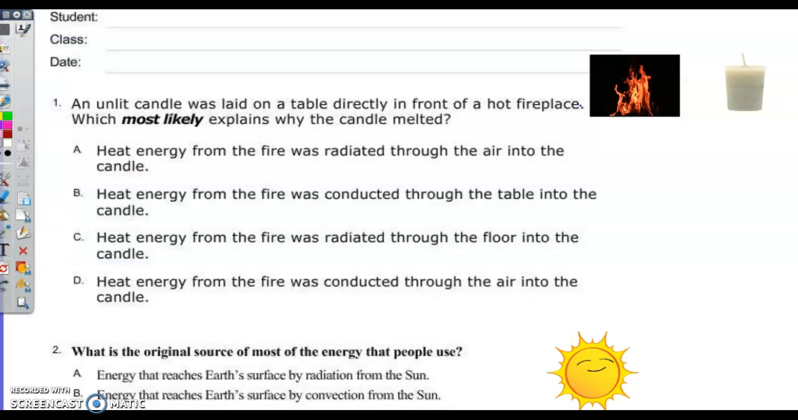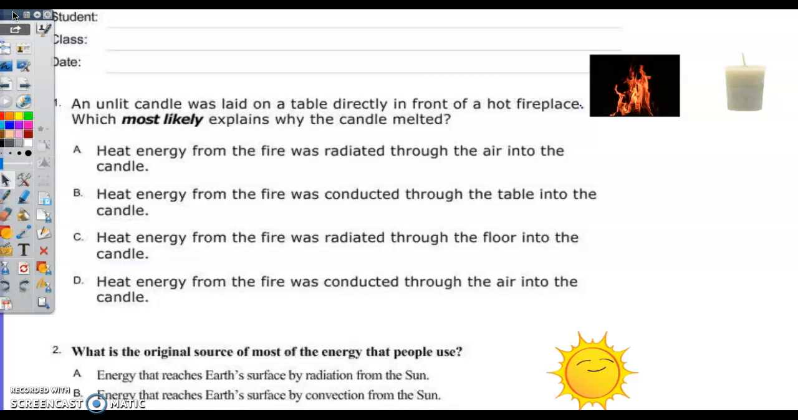All right, as we look at question number 1, it says, an unlit candle was laid on a table directly in front of a hot fireplace. Now, immediately when I see directly in front of, not on top of, in front of a fireplace, Jimmy, what do you automatically think of when I say in front of a fireplace? Yeah, I'm thinking radiation, and I'm just going to put an R here because that's radiation for me right now. What most likely happened explains why the candle melted.